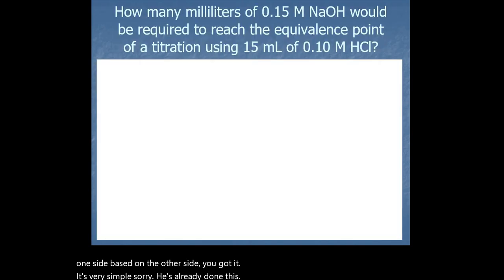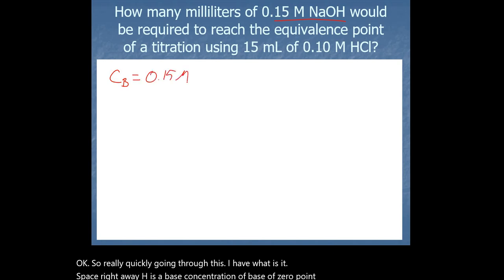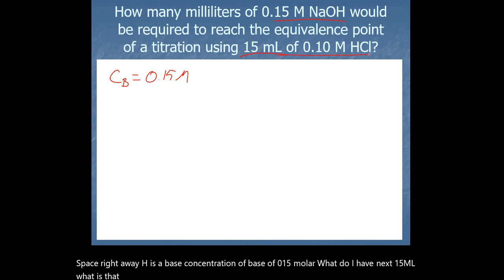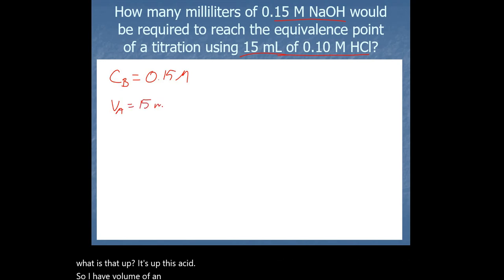Okay, so really quickly going through this, I have, what is it? 0.5. Concentration of base, right? OH is a base. Concentration of base, so 0.15 molar. What do I have next? 15 milliliters. What is that of? It's of this acid. So I have volume of an acid is 15 milliliters. I have concentration of an acid, 0.10 molar.